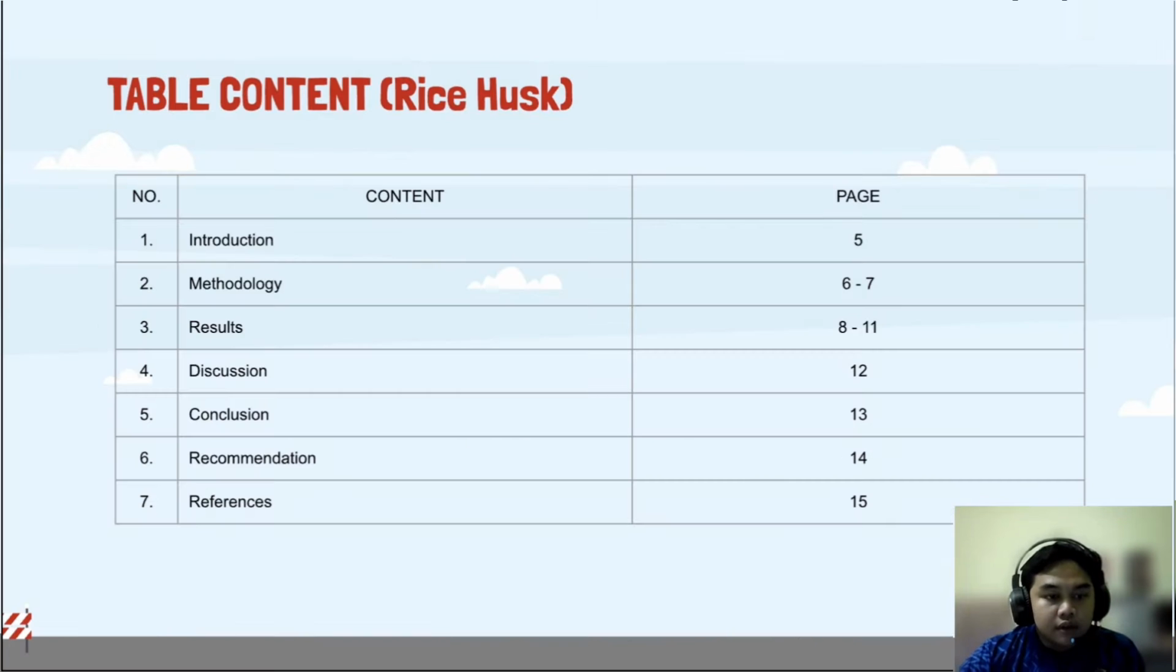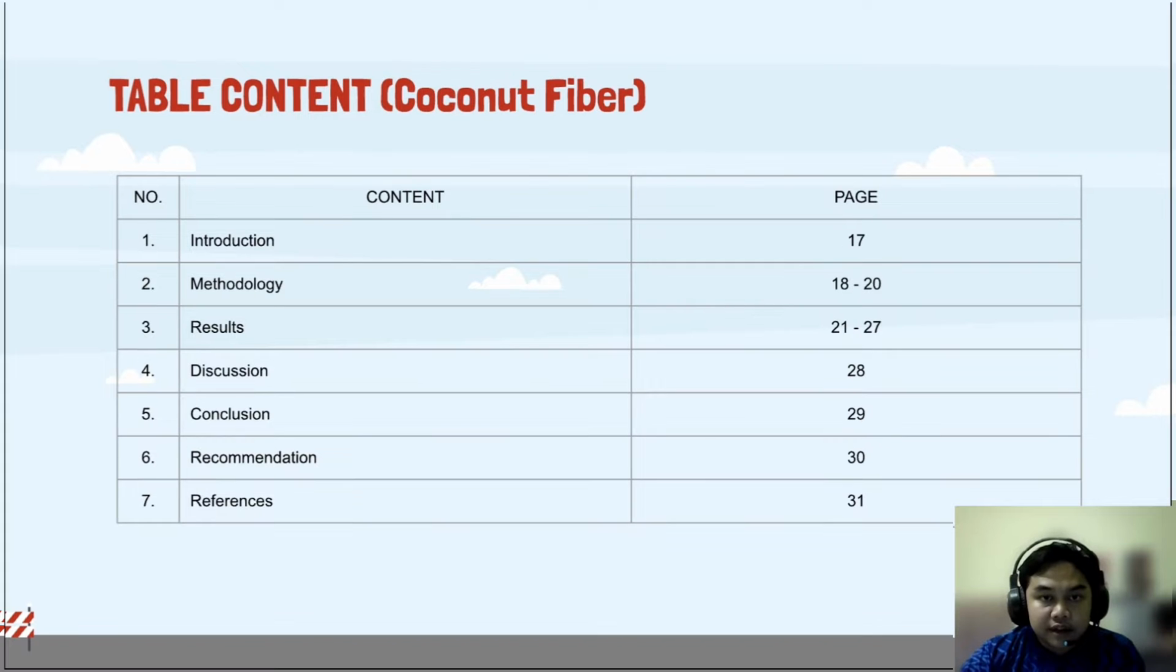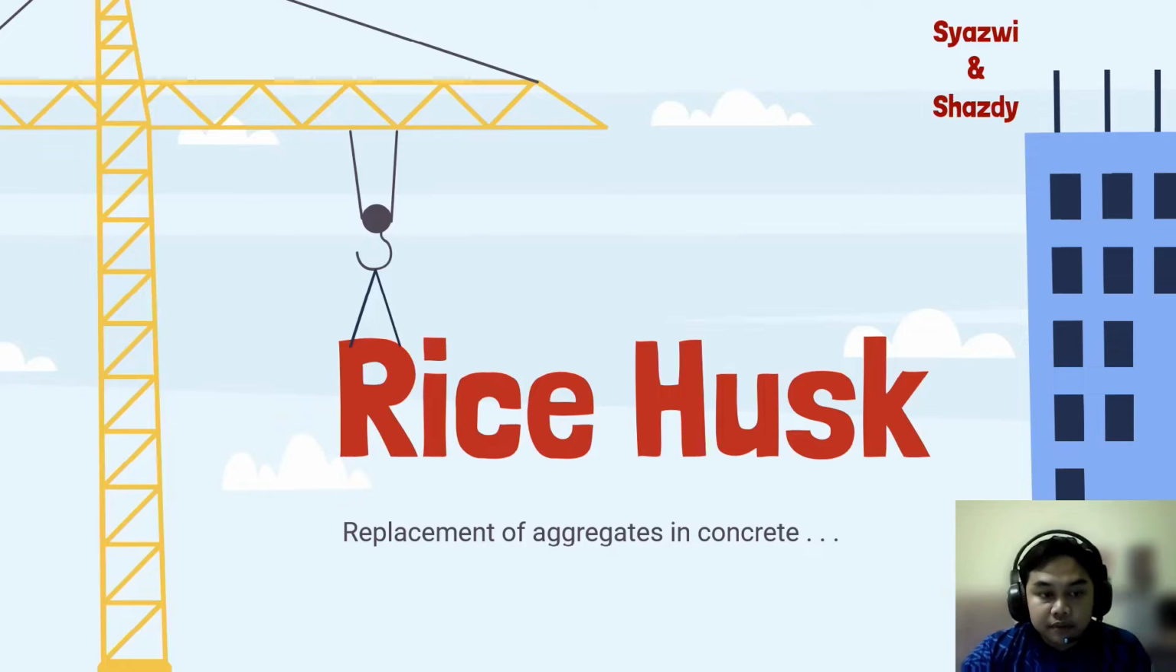So our group will present about sustainable products. The content for this presentation: first we have rice husk, after that we have coconut fiber. For the first, I will present about the rice husk.